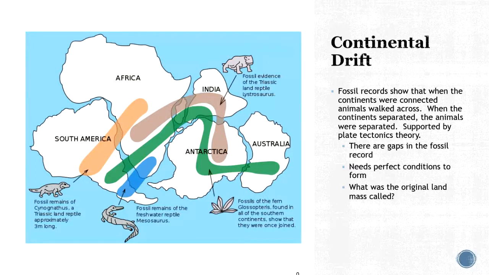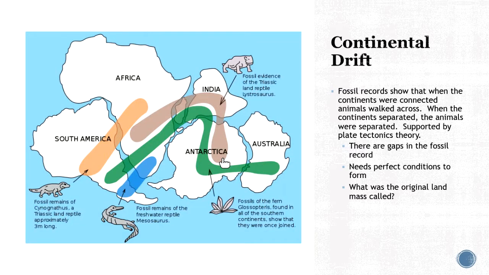And one reason that we have support for this is with our fossil records. So with our fossil records, we're seeing that there are similar fossils present in the different continents that are now separated by wide oceans. So if you remember what this original mass was called, which is Pangea, eventually it was one huge landmass, and then we have the tectonic plates.